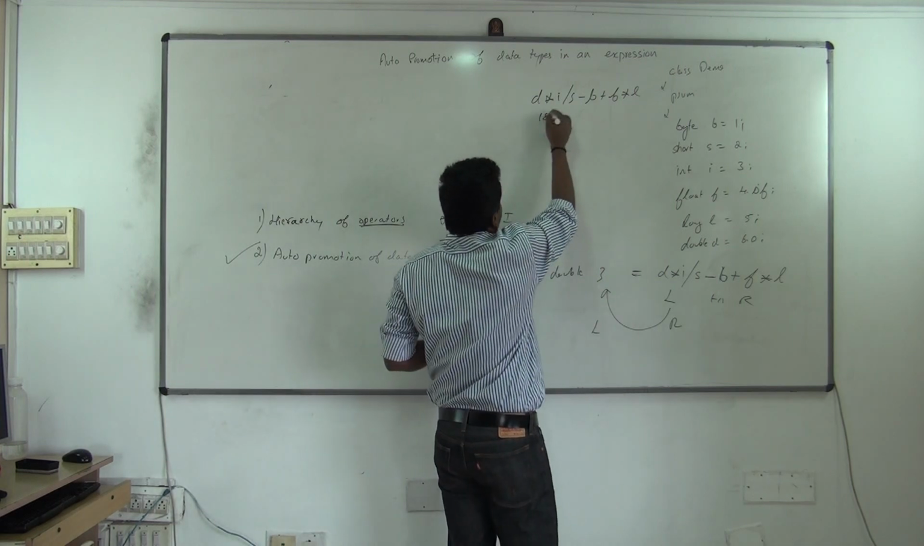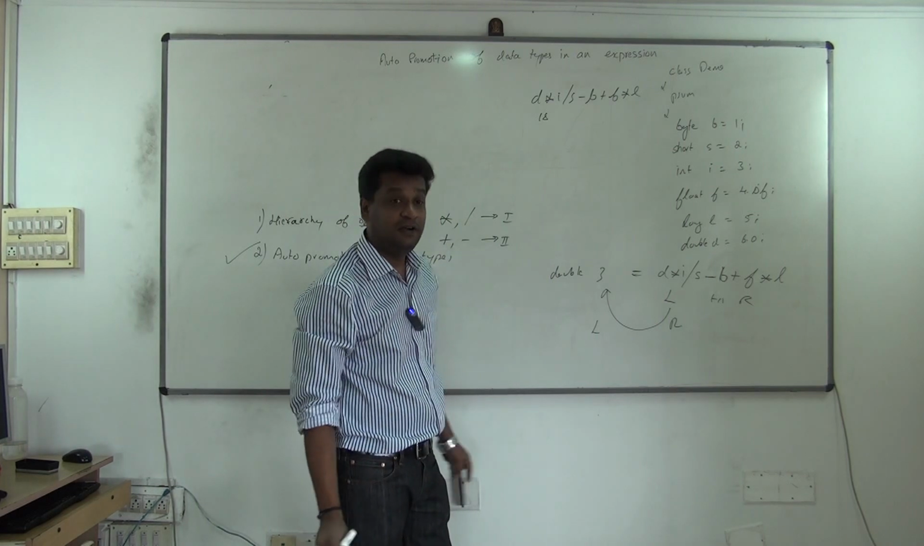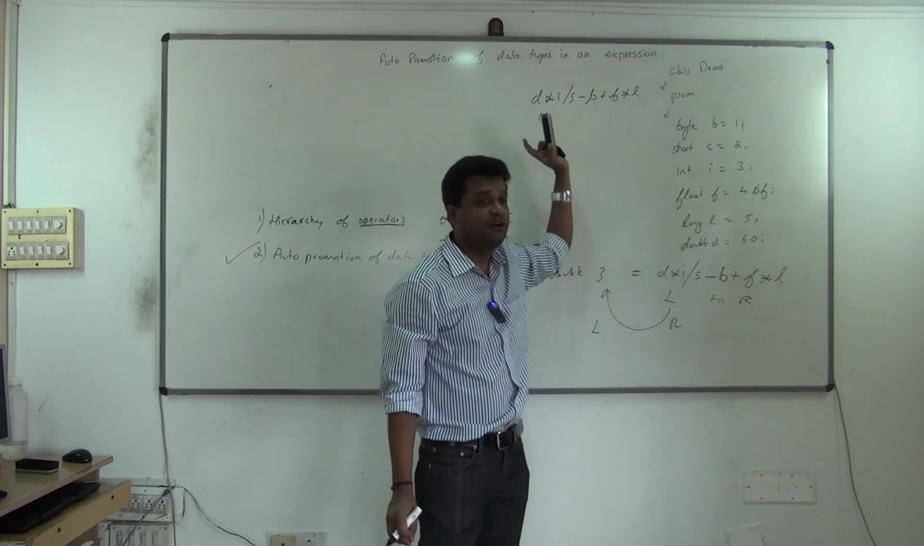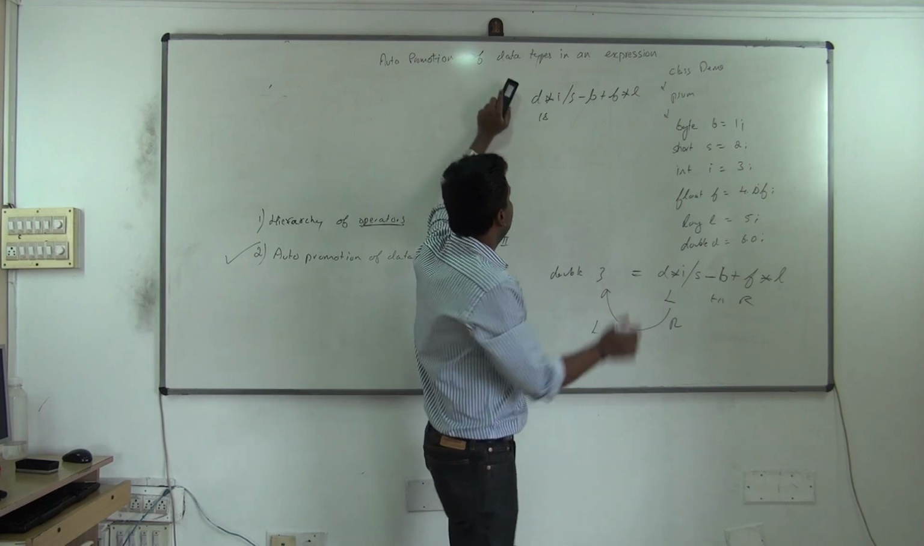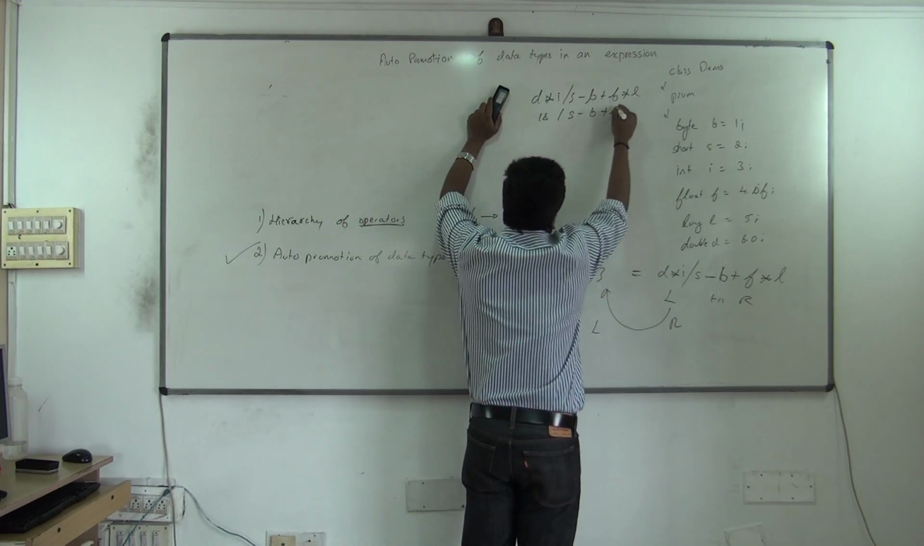So 18, next is what? This value will be taken, 18. Then it will be divided by what? Short. But 18 is of type what? Double. Now short gets converted to what? Double. So what will be the result now? It has to do this now: 18 minus s by b plus f into L.